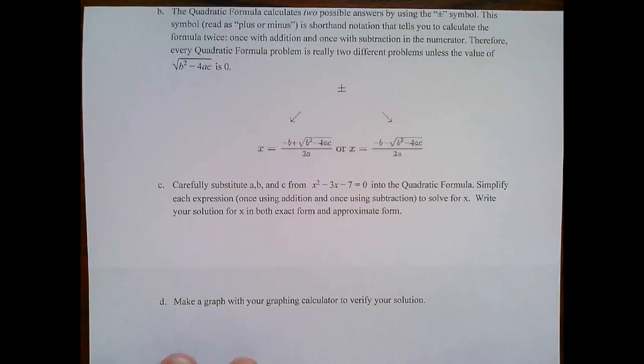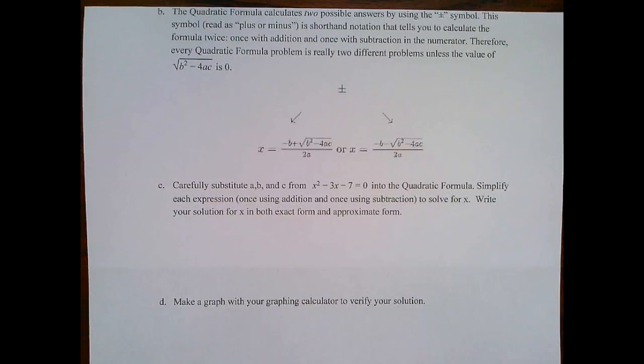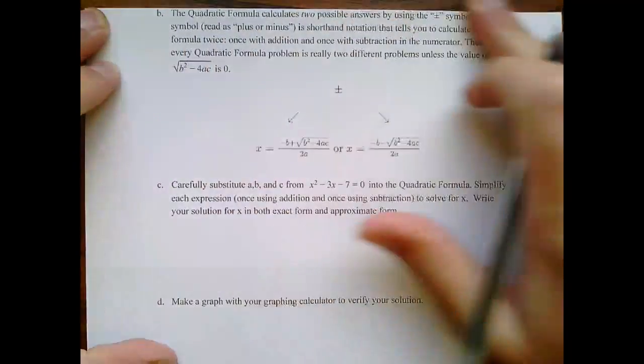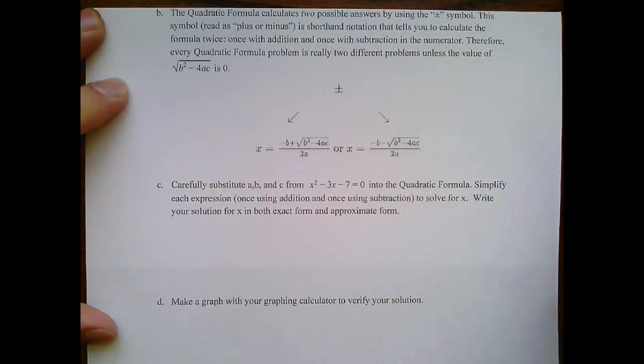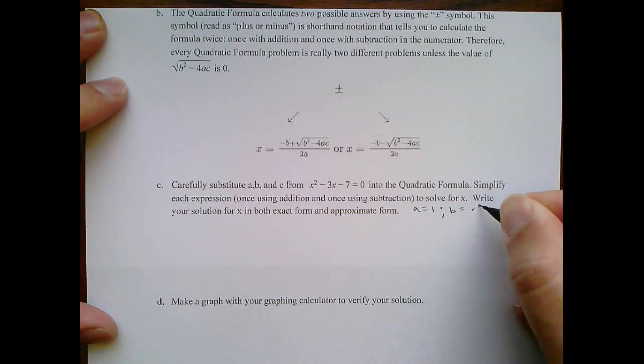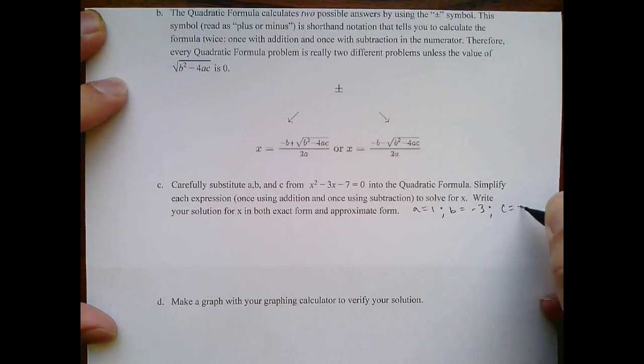All right, so what does it say in part C? We know we have to do two calculations. Part C says carefully substitute a, b, and c from this equation into the quadratic formula and then simplify each expression to find out what the solution or the 0 would be. Okay, so then what do we say? We know a is supposed to be 1, b is negative 3, and c is negative 7.